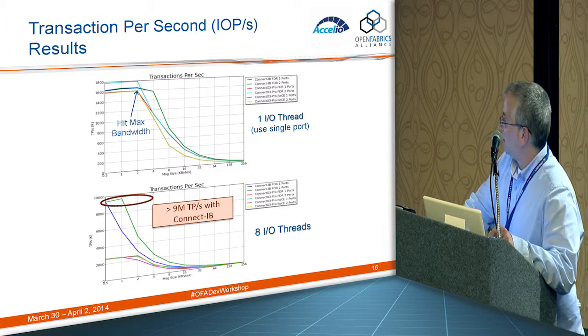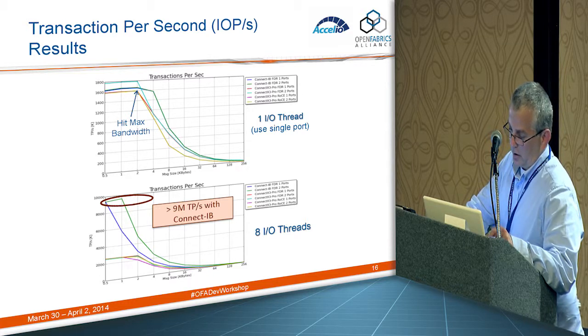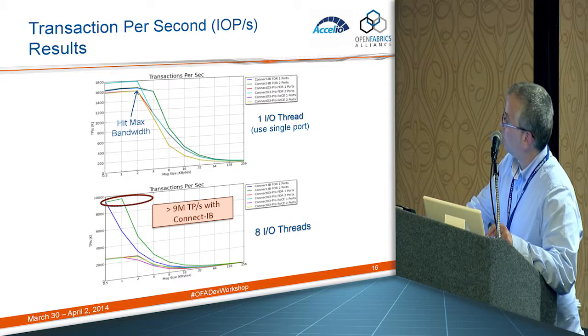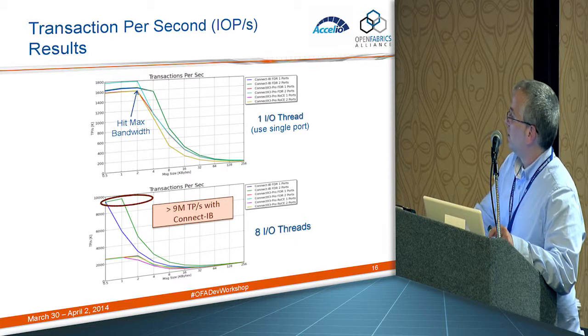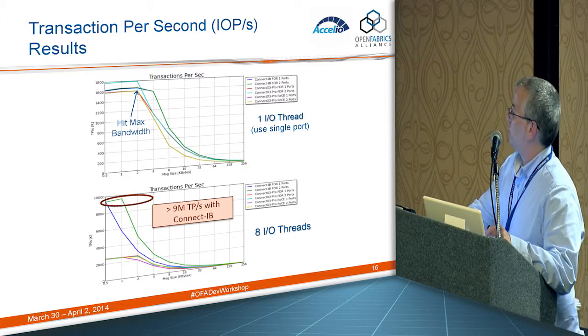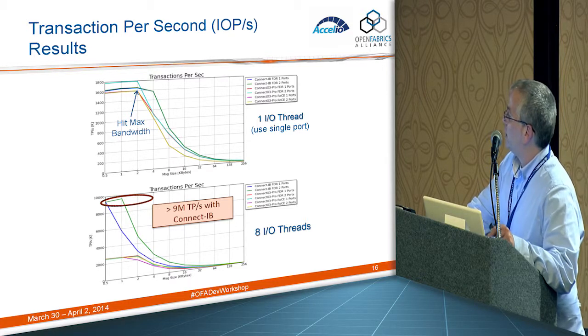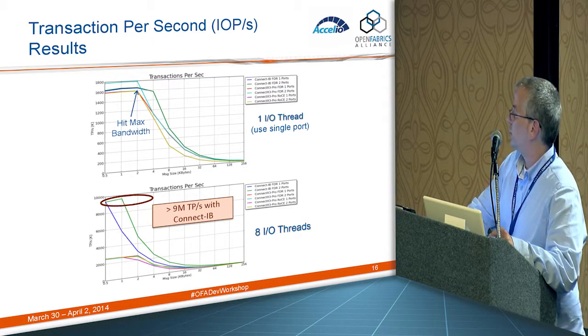With 8 threads on the same PCI, the same NUMA with the same PCI is used, and we split it: four of the threads into one port, and four other threads work with the other port. We reached 9 million transactions per second with Connect-IB.